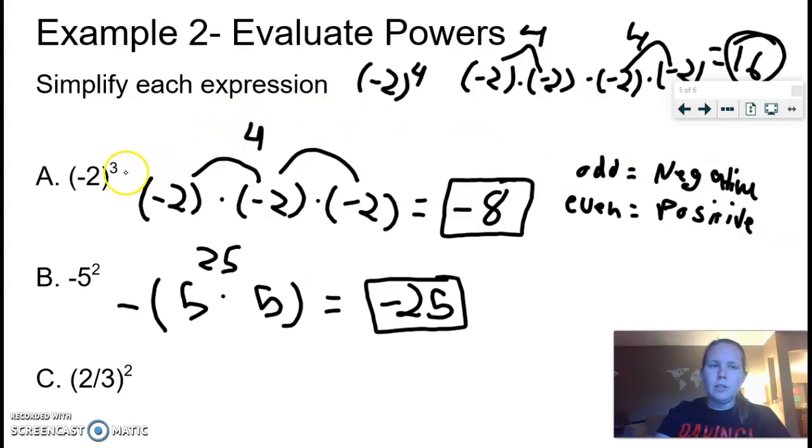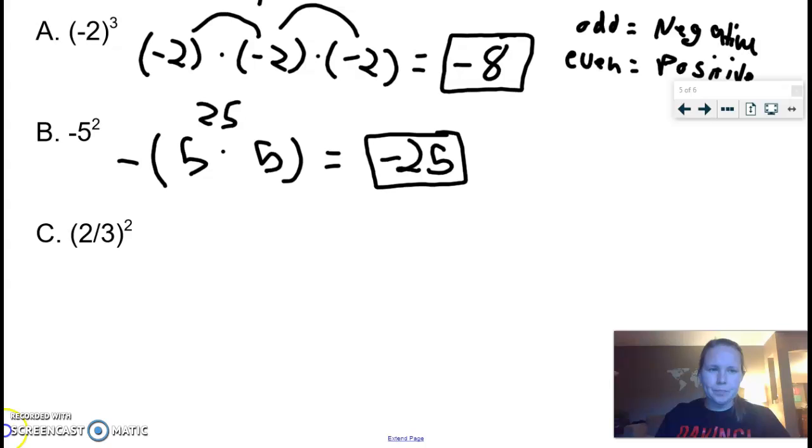That only works though if you have the parentheses there. In this case, you have no parentheses, so it's automatically going to be negative, no matter if it's an odd power or an even power.